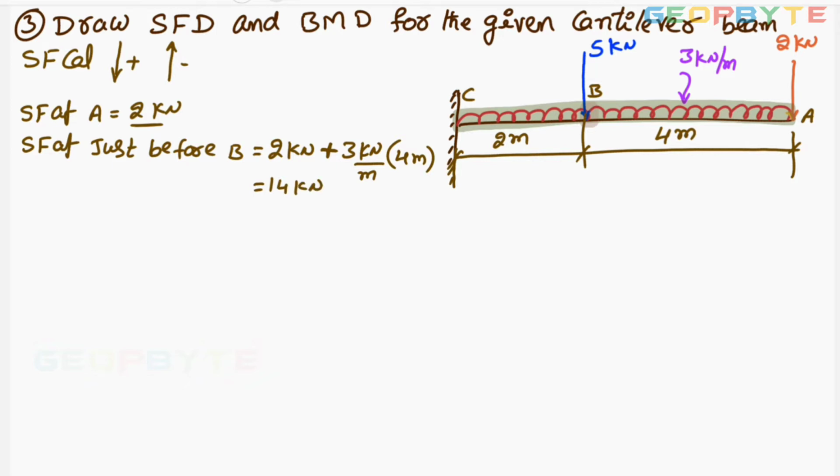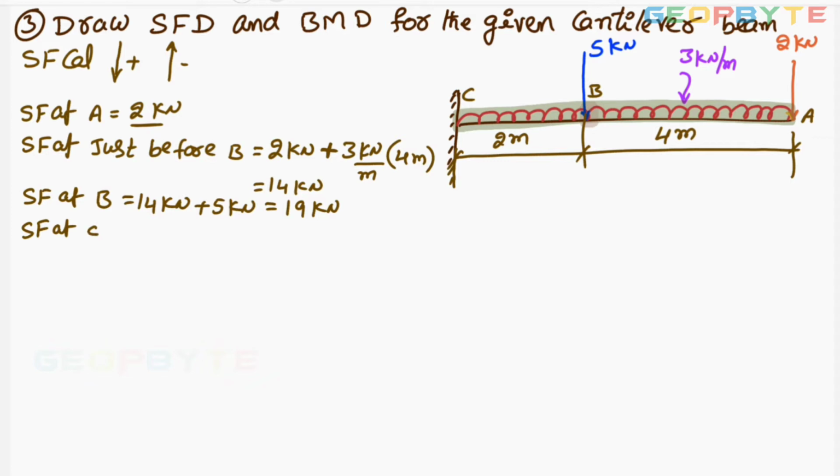14 kilonewtons. Now the shear force at exactly B, already 14 kilonewtons is there, plus at B a 5 kilonewton downward force is there. Vertically downward force should be taken as positive, plus 5 kilonewtons. It is equal to 19 kilonewtons. 19 kilonewtons.